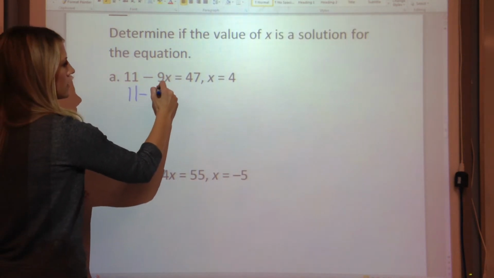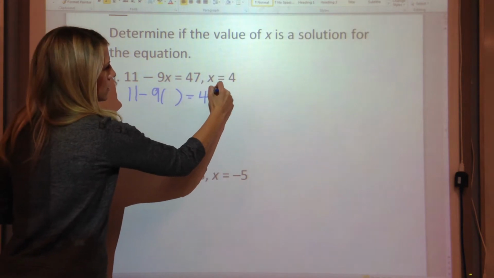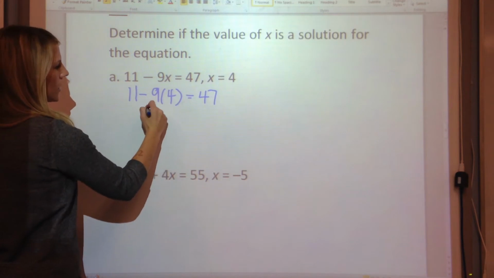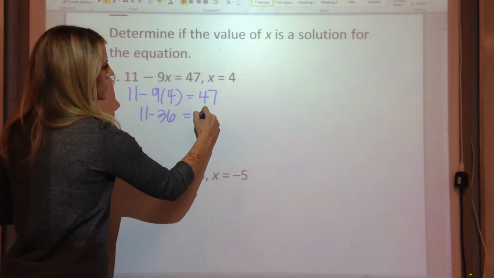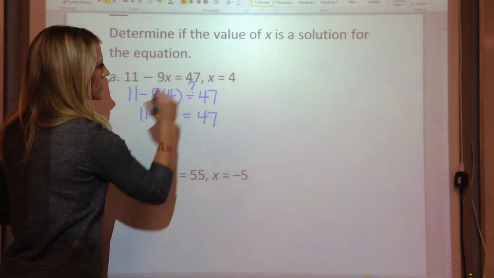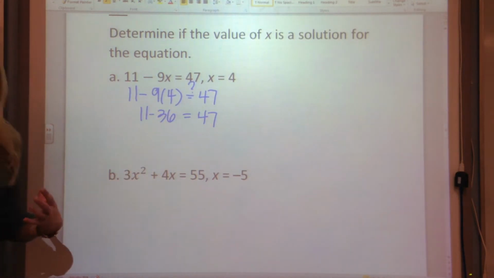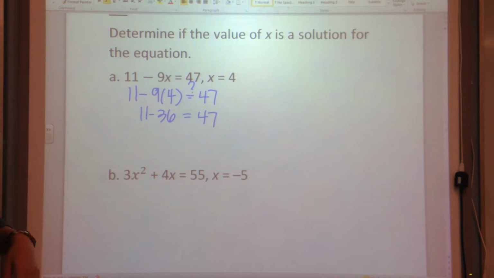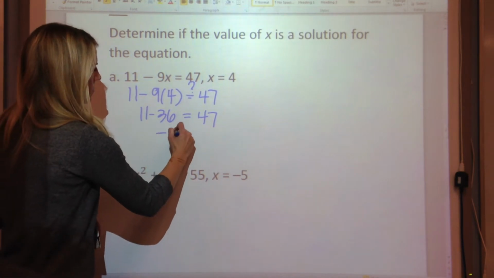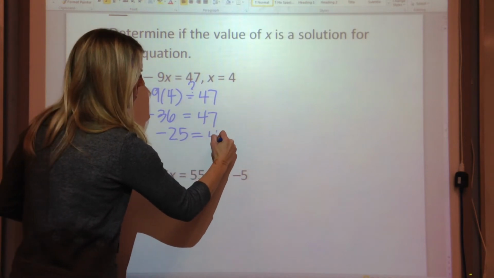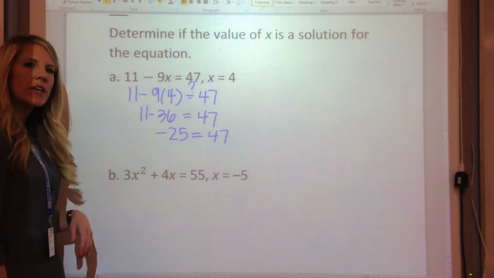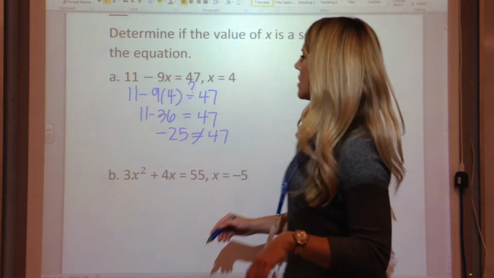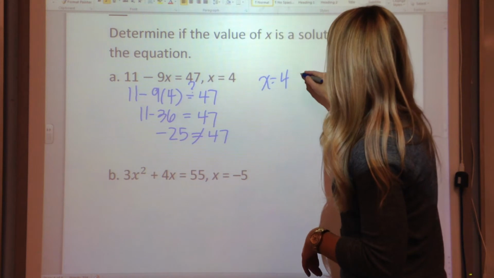So 11 minus 9, what am I plugging in for x? 4. So 11 minus 36, does that equal 47? So essentially we're asking the question, what is 11 minus 36? So does negative 25 equal 47? No. So x equals 4 is not a solution. It doesn't make the equation true.